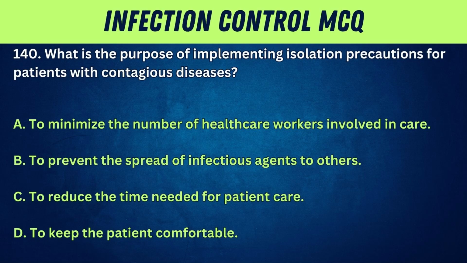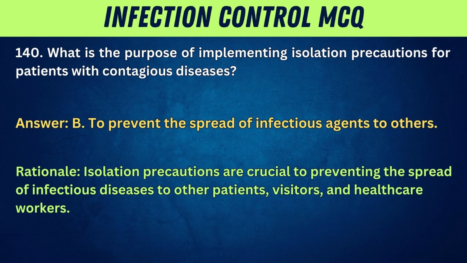A. To minimize the number of healthcare workers involved in care. B. To prevent the spread of infectious agents to others. C. To reduce the time needed for patient care. D. To keep the patient comfortable. Answer: B. To prevent the spread of infectious agents to others. Rationale: isolation precautions are crucial to preventing the spread of infectious diseases to other patients, visitors, and healthcare workers.